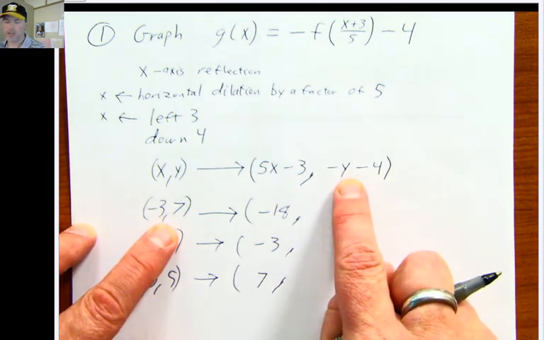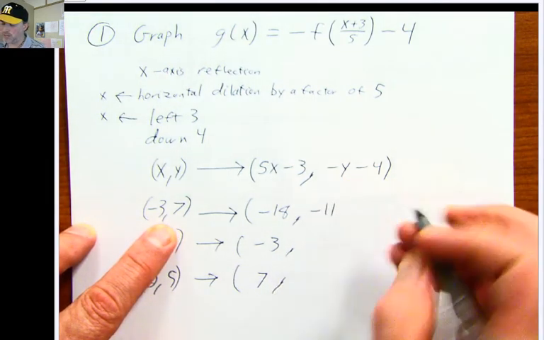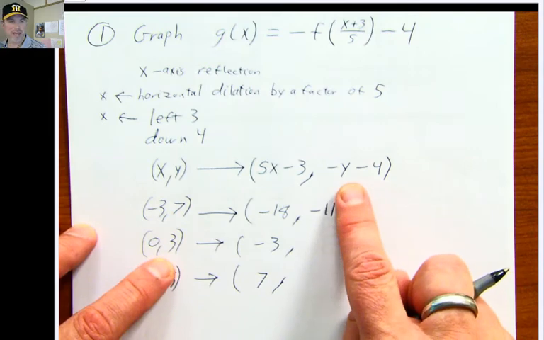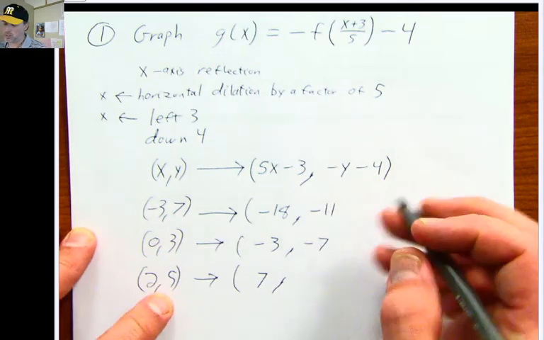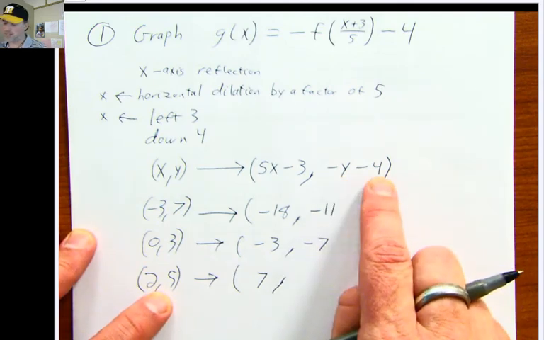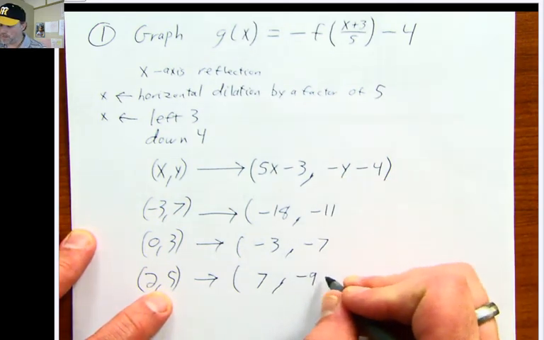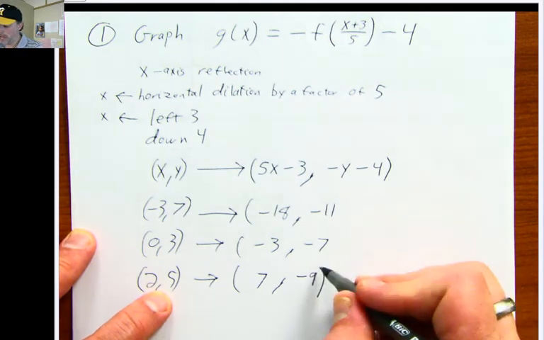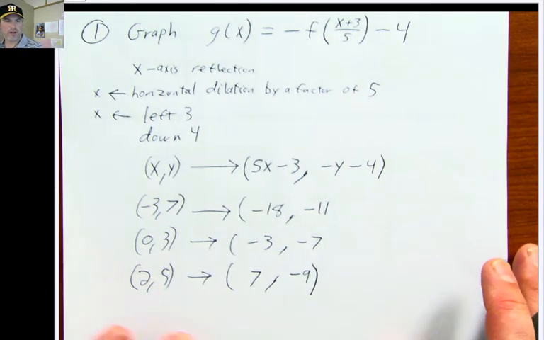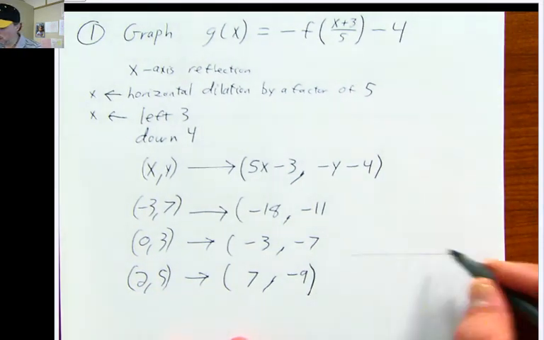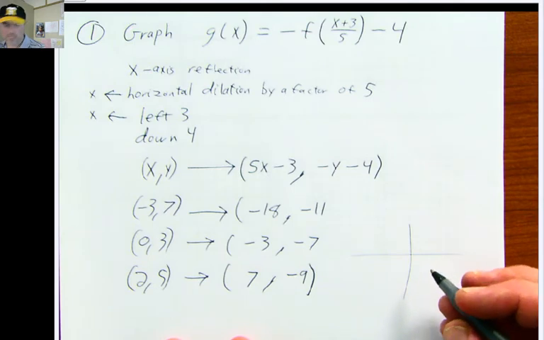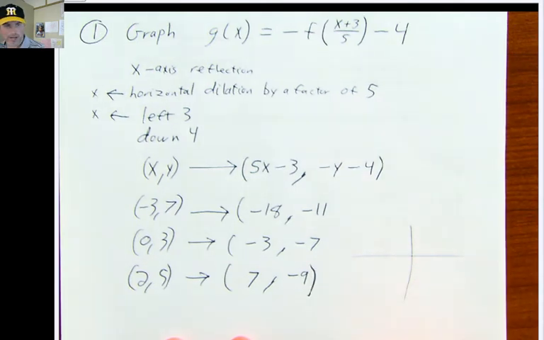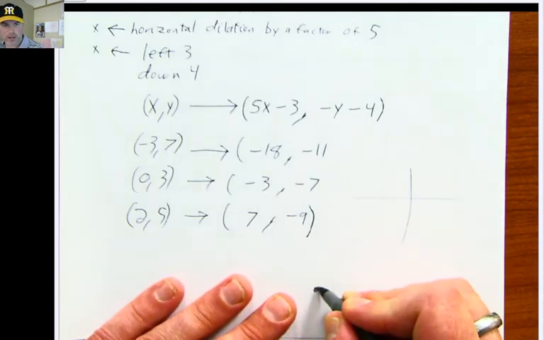Negative 7 minus 4 is negative 11. Negative 3 minus 4 is negative 7. And negative 5 minus 4 is negative 9. And then you just go ahead and graph this. You may want to make your little x and y just to make sure you're putting these coordinates in the right spot. So negative 18, negative 11, that would be way down here.